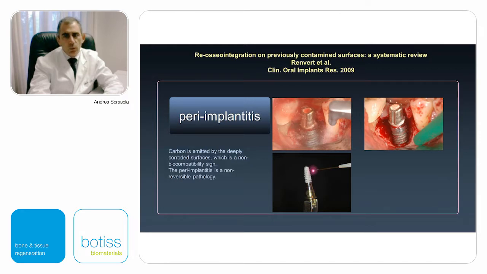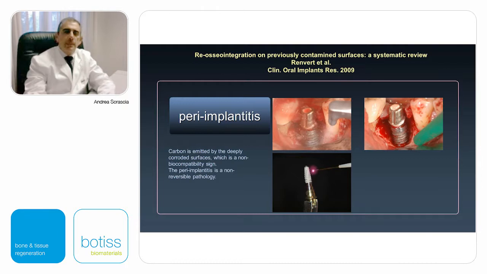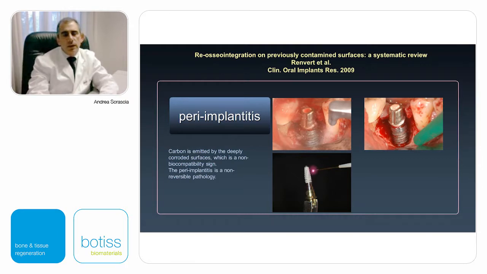But we know that peri-implantitis is an irreversible disease because from morphometric studies, we know that once the implant surface is contaminated, it will show carbon dioxide. This means that the surface is corroded and no reosseointegration can take place, but eventually only ossification. That can cause an improvement, absolutely an improvement of clinical parameters.